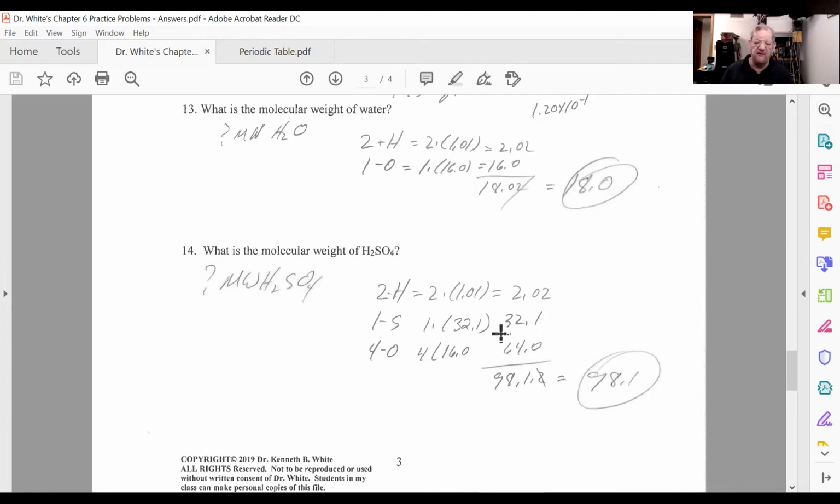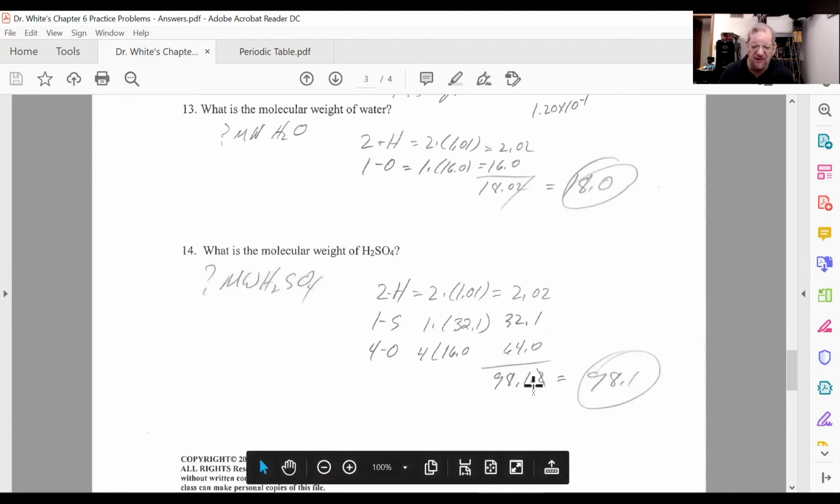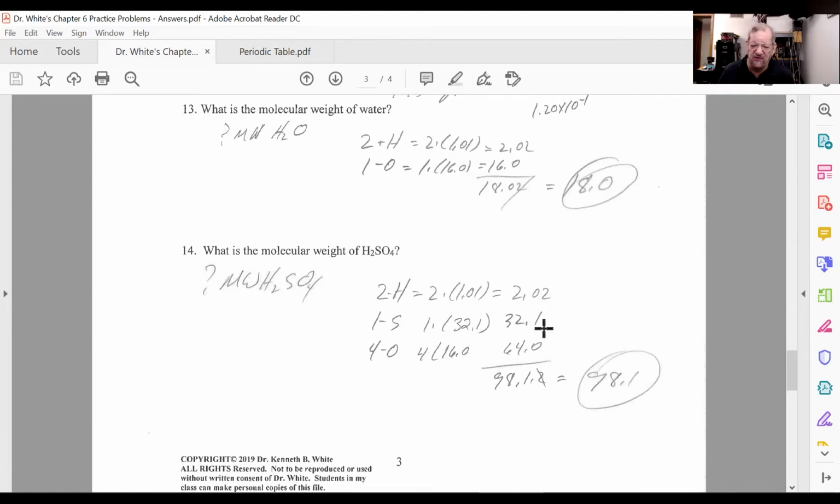It's a different type of virus. We have 2 times 1.01, 2.02. 1 times 32.1 is 32.1. 4 times 16.0 is 64.0. Add them up. There shouldn't be that extra dot there. I don't know how it got stuck in there, but two past the decimal, 1, 1. Round this off. Past the decimal to the right is 98.12. So keep the 1. 2 is less than 4 or less. Drop it, and the correct answer is 98.1.